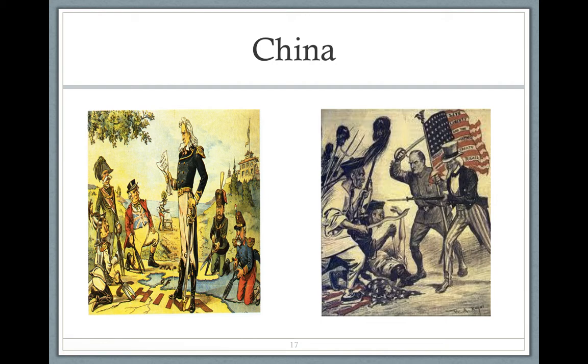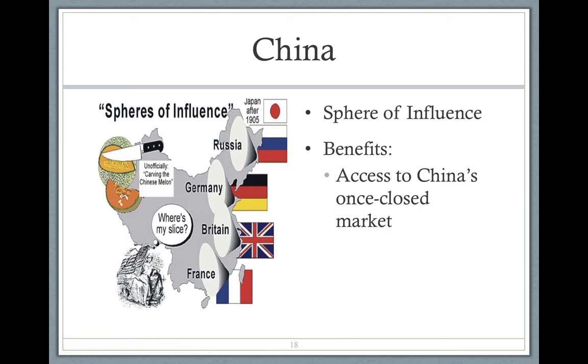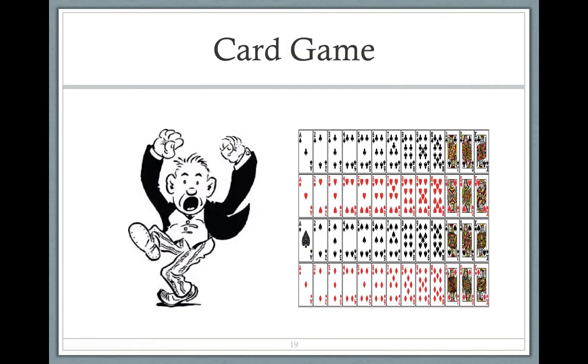The open door policy, by the way, said that all nations should have equal interest in China. Again, who was not involved in coming up with that decision? Imperialism. All right, so once again, we now have access to China's closed market. Another fun little cartoon about carving the Chinese melon. Where's my slice? Right there. All right. Next! Hopefully that clarifies less.